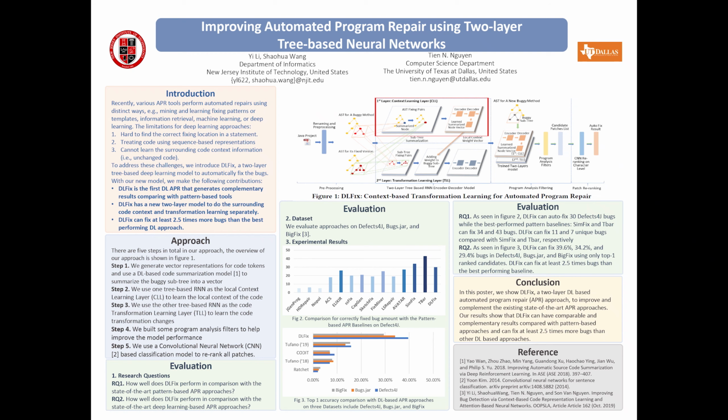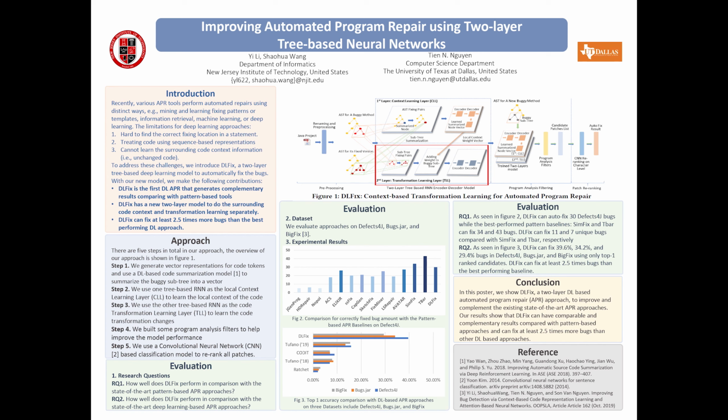As for step 2, we use one tree-based RNN as the local context learning layer to learn the local context of the code. More specifically, we use the tree with the summarized node as input for this layer to learn the new summarized node vector, which can be used as weight for the next step.